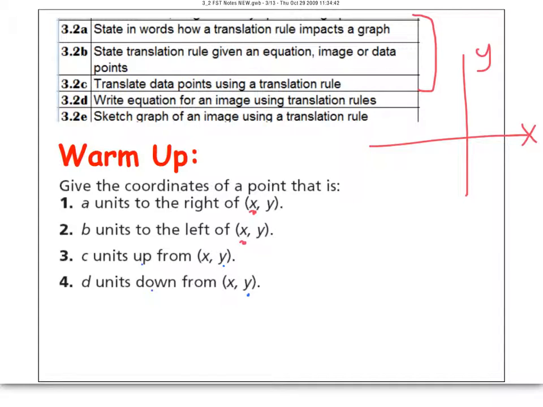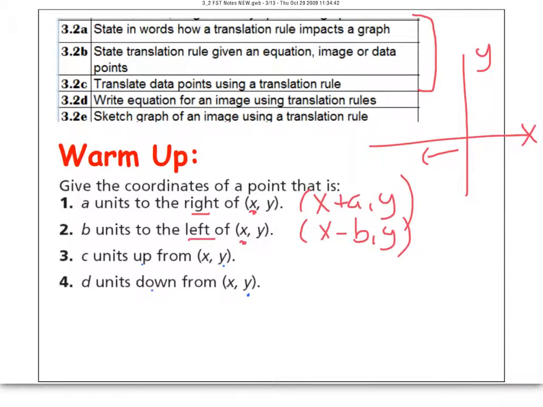Now, in the ordered pairs, you're literally going to move that way. So what's going to happen to the x's if you move right? Well, right is a positive movement, left is a negative. So on that, you're just going to say it's x plus a, and the y's stay the same. If you move left, you're going to go this direction. So that's x minus b, and the y stays the same.